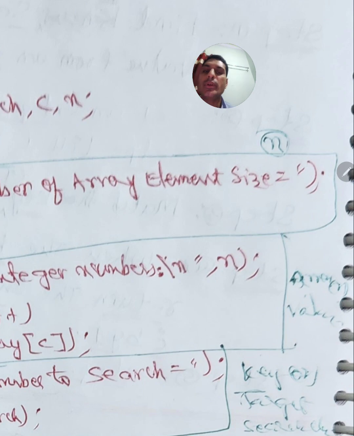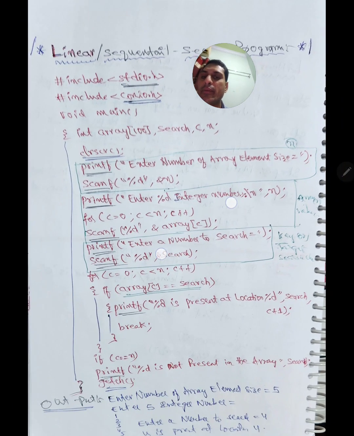I will remove my webcam. So this is for n, right? Very simple. Then here is the logic: for C equal to 0, C is less than n, C++; if is a condition. The for is a loop, if is a condition. If array of C equal to search, it means we found the element, then it will be printed.